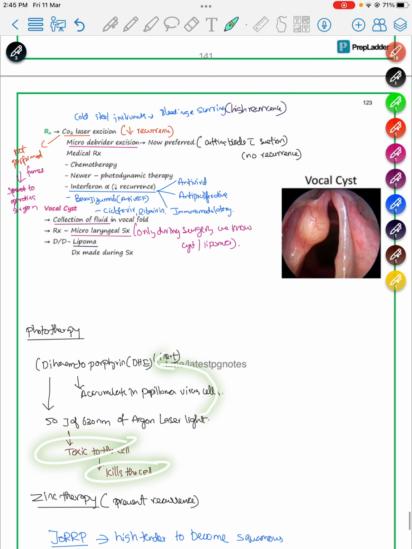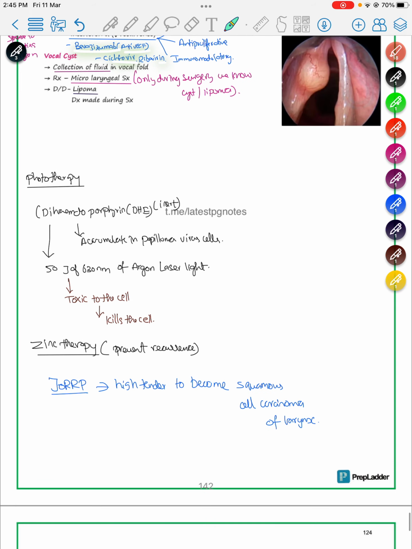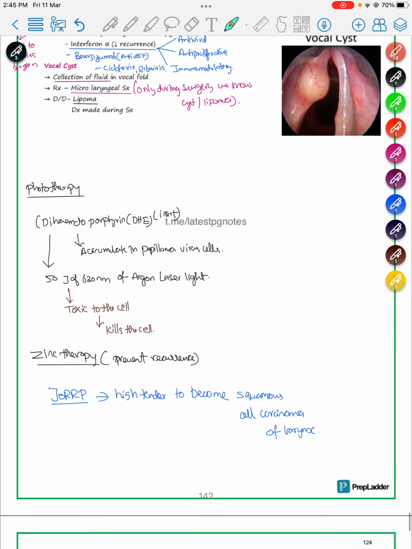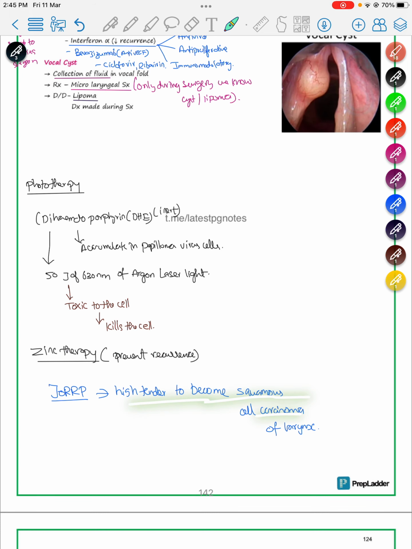Then interferon alpha, which acts as an antiviral, anti-proliferative, and immunomodulator, with multiple actions. You can also use anti-VEGF like bevacizumab, then cidofovir, ribavirin, and antivirals. You can also use zinc therapy to prevent recurrence, as patients with recurrence have low levels of zinc. Juvenile recurrent respiratory papilloma has a high tendency to become squamous cell carcinoma of the larynx.